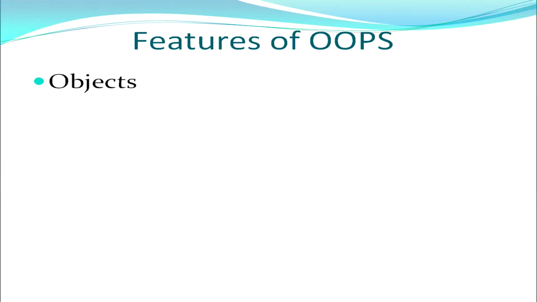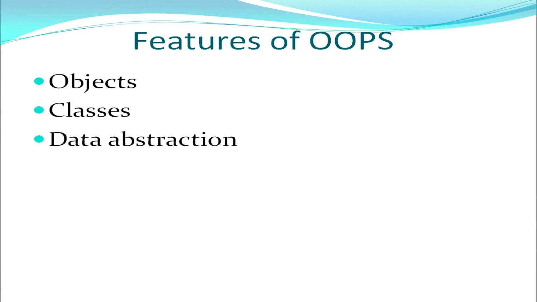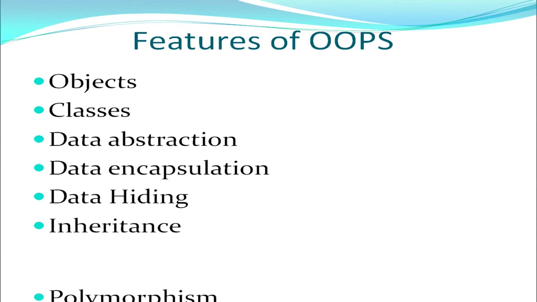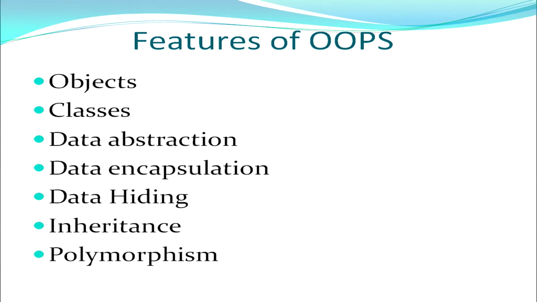Then we have features of object oriented programming. There are various features that are associated with object oriented programming. Each OOPS has objects and classes. We will be talking about data abstraction, data encapsulation, data hiding, inheritance and finally polymorphism. All these constitute the basic features of OOPS. We will be covering all these features one by one. First, we will talk about objects.